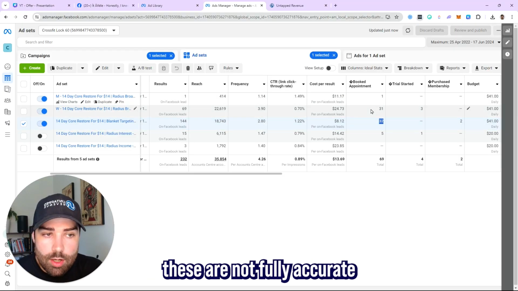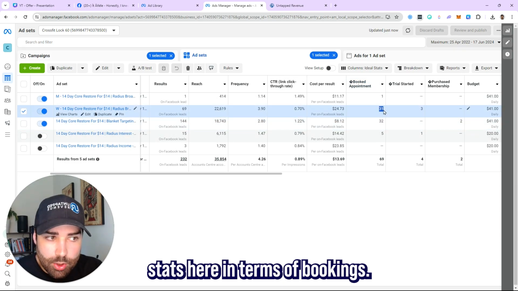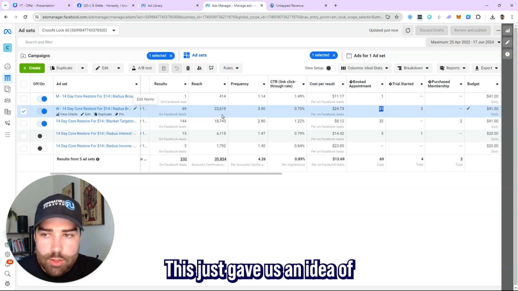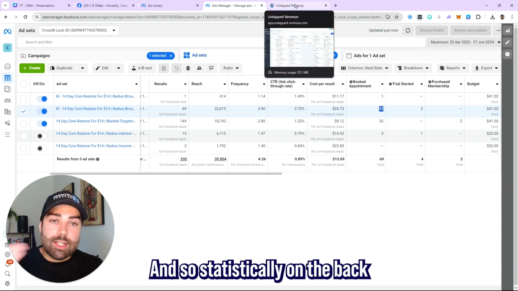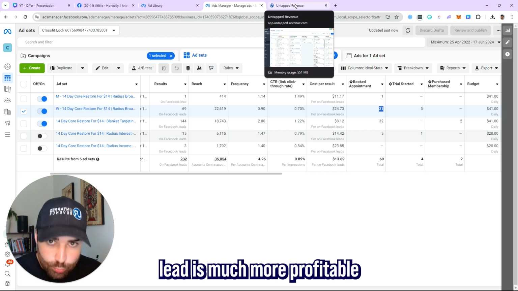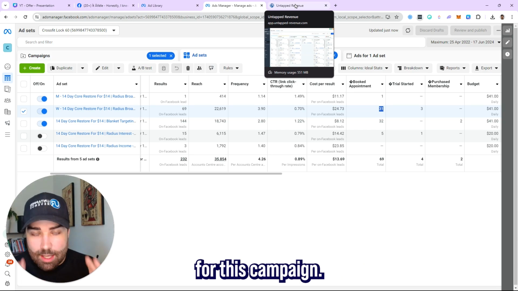Okay. And keep in mind, these are not fully accurate stats in terms of bookings, so just take this with a grain of salt. This just gave us an idea of how well it is doing. And so statistically, on the back end, the $24 cost per lead is much more profitable for this campaign.